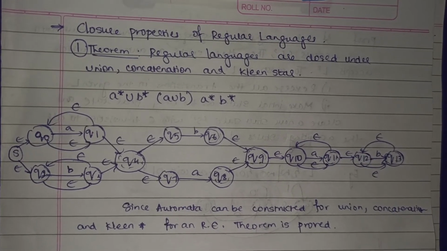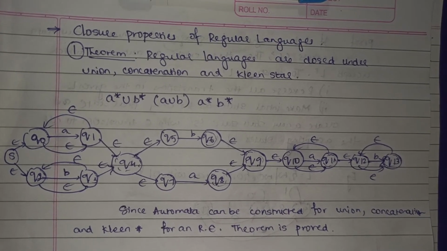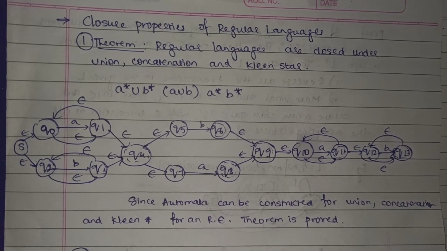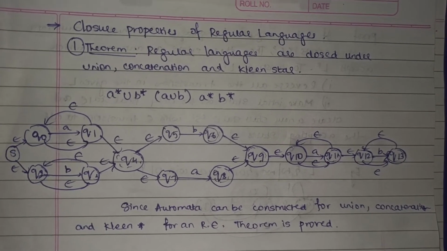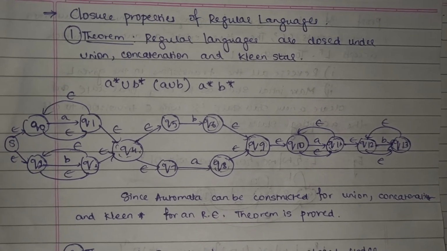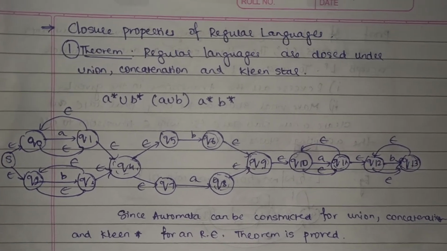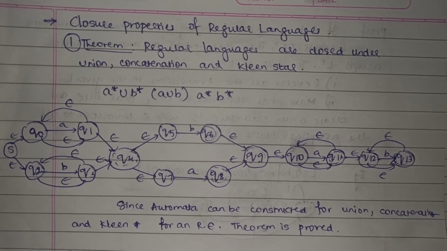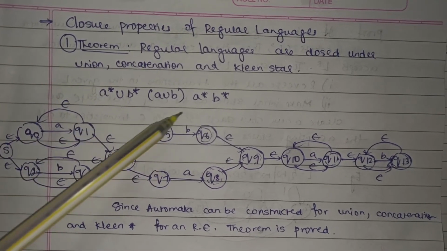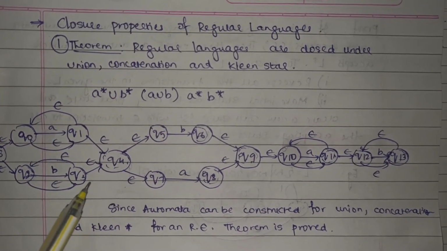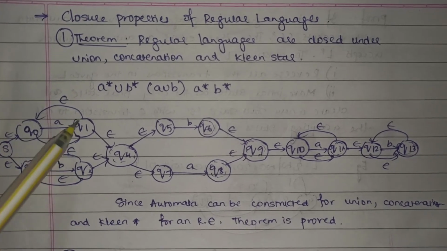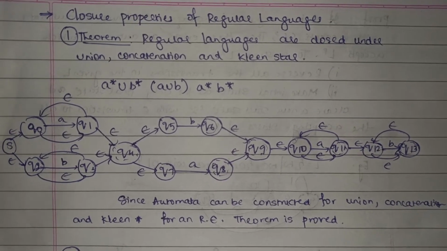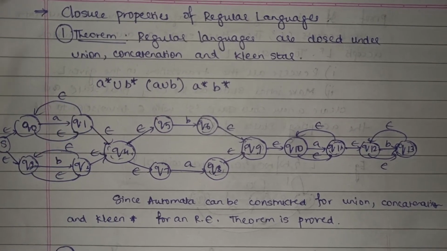So coming to the next topic, that is closure properties of regular languages. The first theorem is: regular languages are closed under union, concatenation and Kleene star. As we saw, usually the regular expression is represented using union, concatenation and Kleene star. Like the example we took for conversion of a regular expression into automata, you write the regular expression and convert it into an automata. Since we can construct an automata for the union, concatenation and Kleene star, regular languages are closed under union, concatenation and Kleene star. So that is about theorem 1.